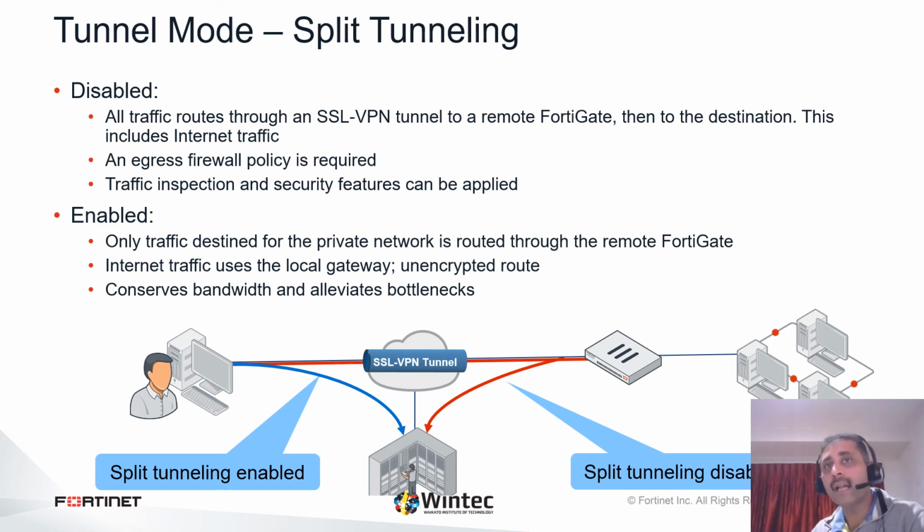Now, when split tunneling is enabled, only traffic that is destined for the private network behind the remote FortiGate is routed through this tunnel. All other traffic is sent through the usual unencrypted route and will be going normally as it would otherwise. Split tunneling helps to conserve bandwidth and alleviates certain bottlenecks.